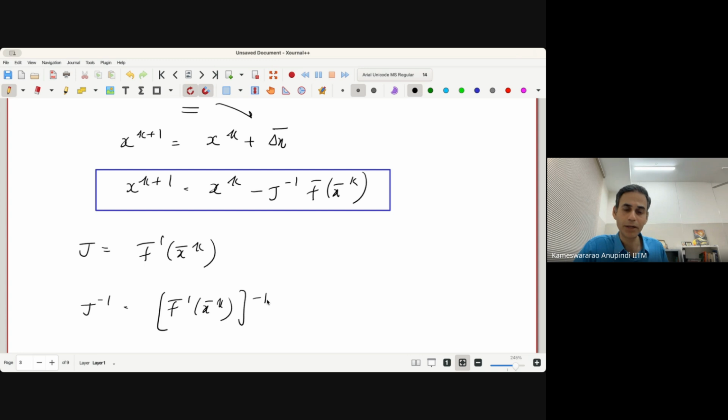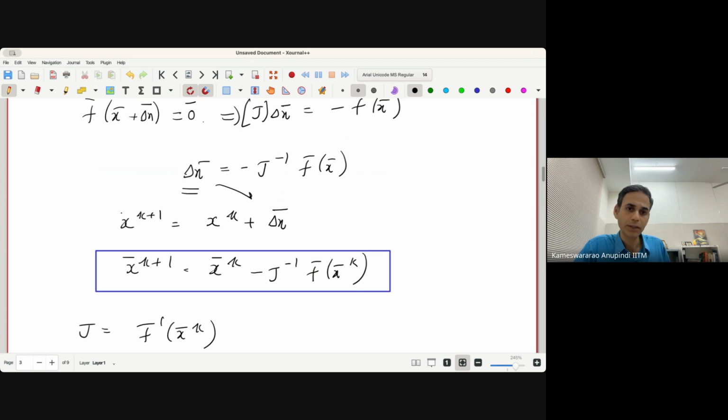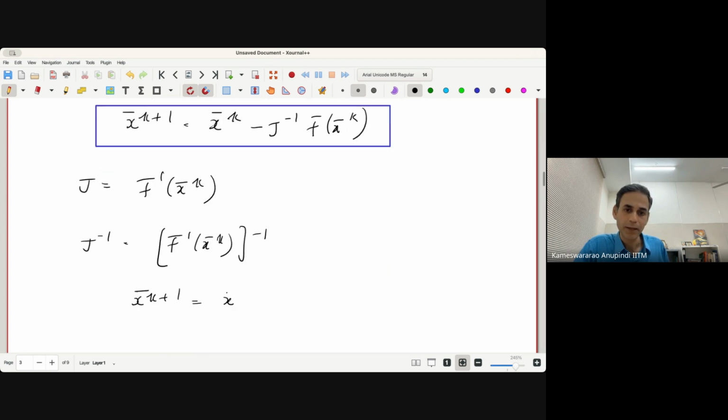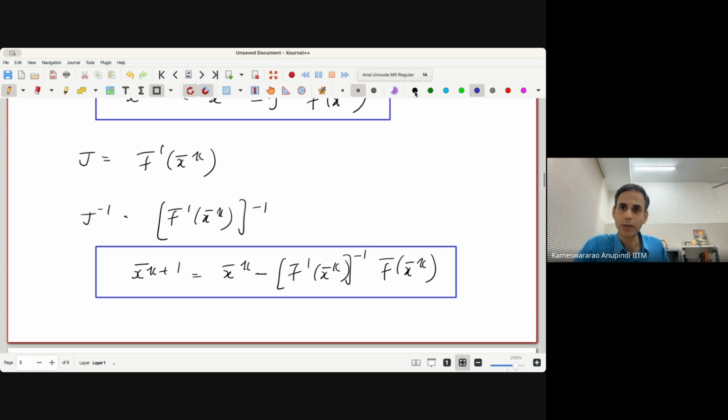I cannot write it in the denominator just like the way I have written before. So my formula is going to be x bar of k plus 1 equals x bar of k minus f bar prime of x bar of k inverse times f bar of x bar of k, okay. So that is my final formula for Newton's method applied to a system of nonlinear equations, okay.